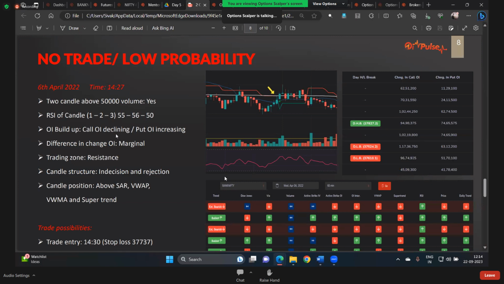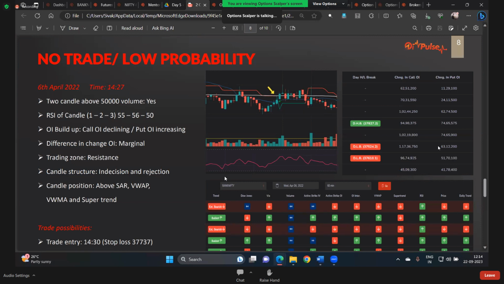The call OI is declining. Can you see this? The call OI is declining. Put OI, it is also declining. What is the clue here? Though it increased and then declined, the clue is these guys are not adding significant position. If a writer is adding position on one side or unwinding the position on one side, he needs to create more position on the other side.